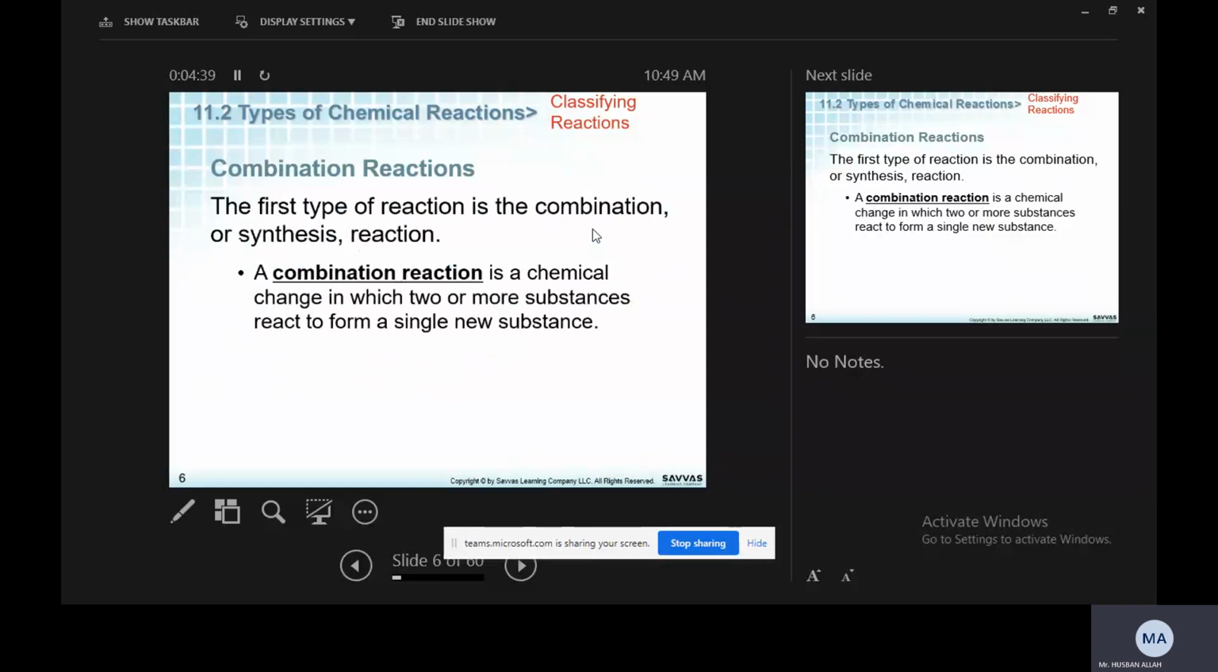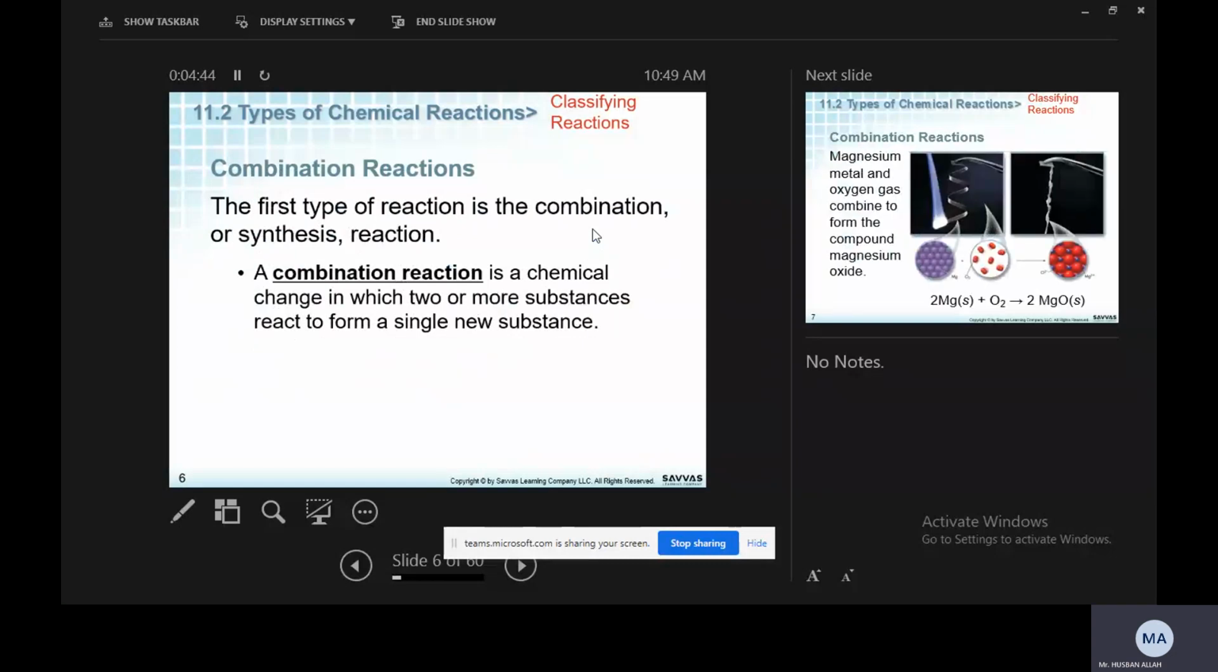Okay. The first type of reaction is the combination or synthesis reaction, right? So what is a combination or synthesis reaction? Looking at the definition, a combination reaction is a chemical reaction in which two or more substances react to form a single new substance. When two or more chemicals combine and form a new substance, right? You are combining something like A plus B. You take one A, one B, you combine both of them, and it gives you a new product, which is AB, right?